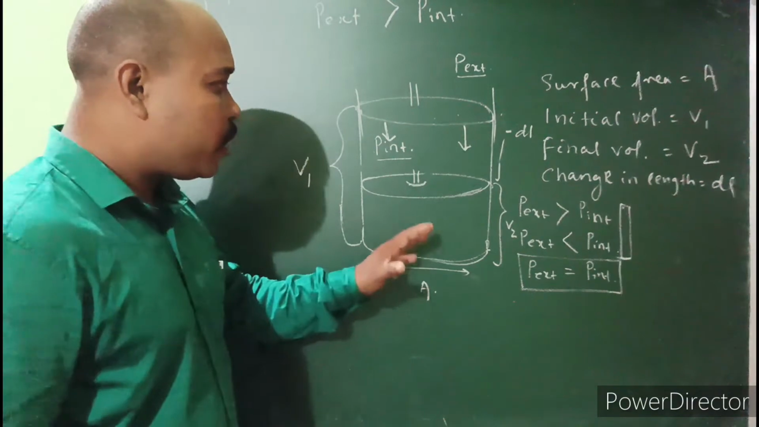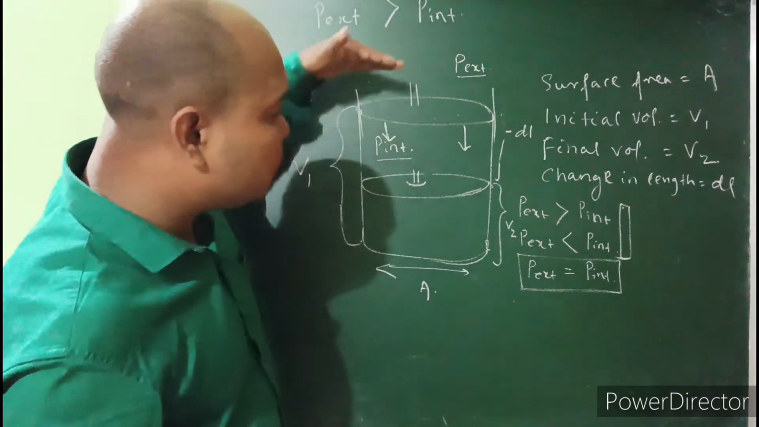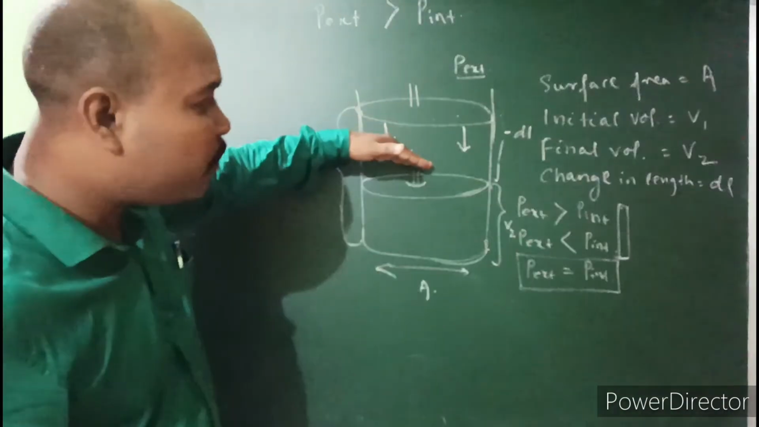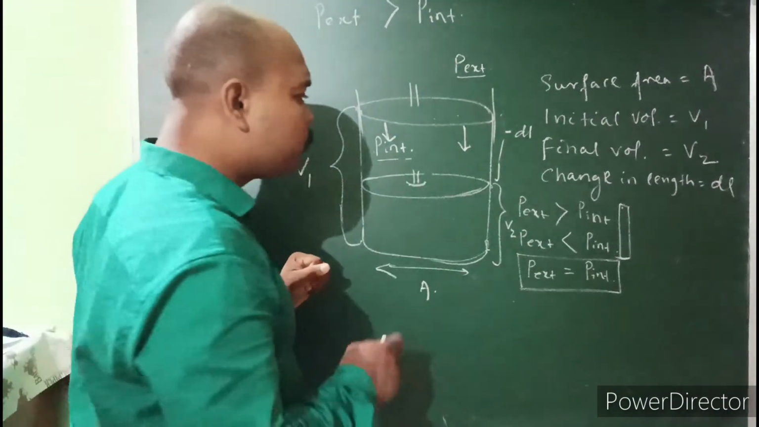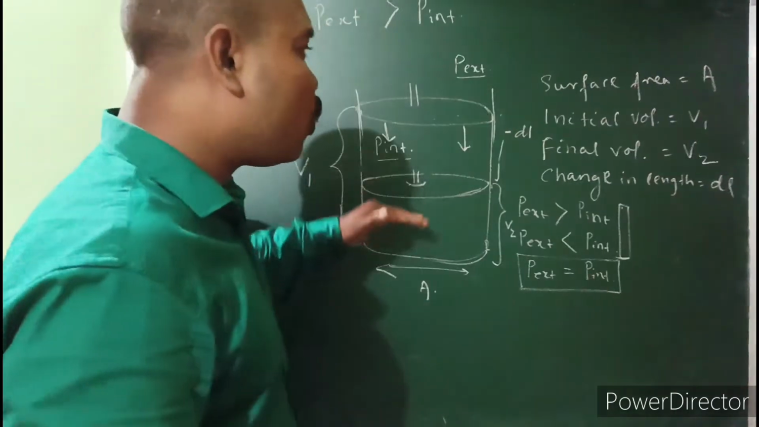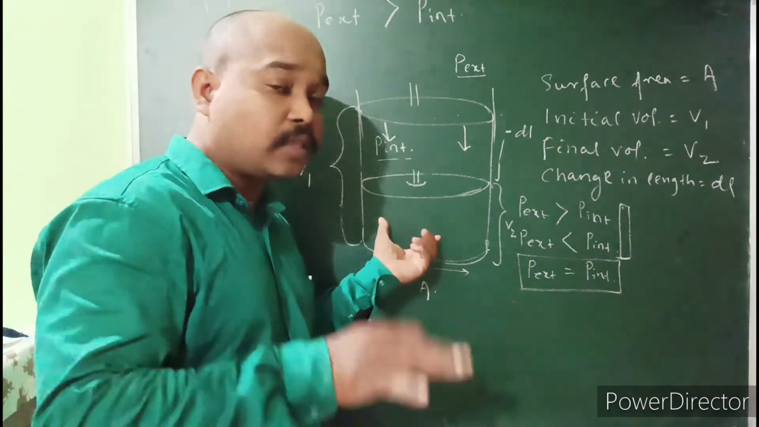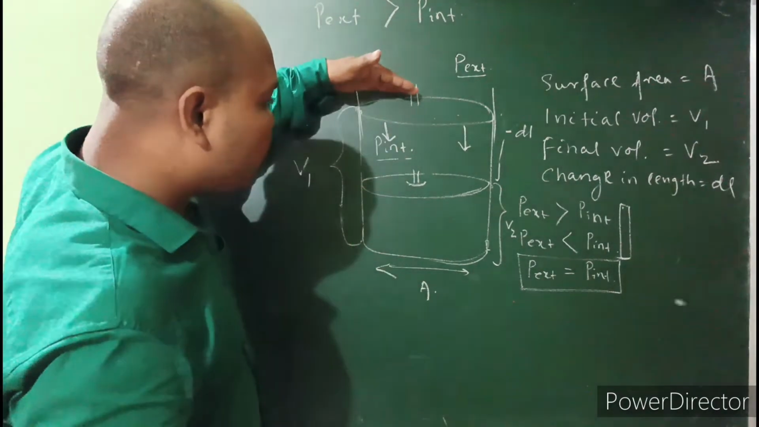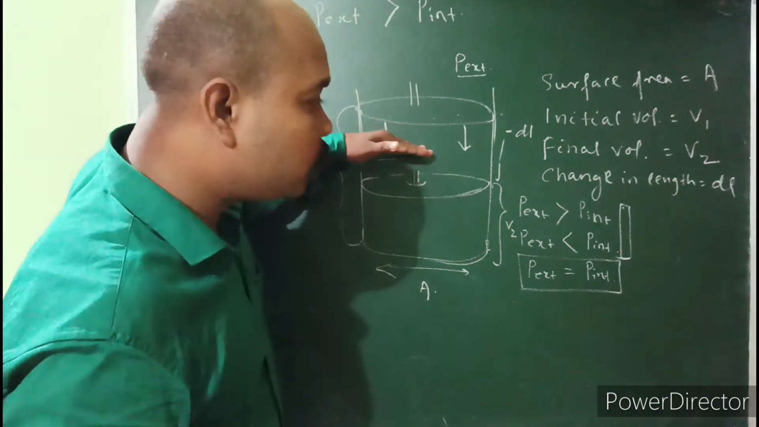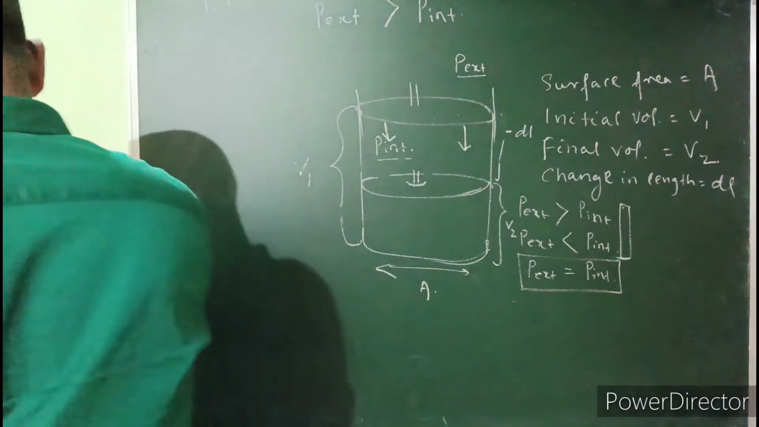Now we will calculate. We can see the movement of piston is due to the external pressure, as it is greater than the internal pressure, it will move downward, and it is called work done due to compression or on the system. As we can see, the volume is compressed to a smaller one, that's why it is called compression, and work done on the system. Now we will calculate about this.